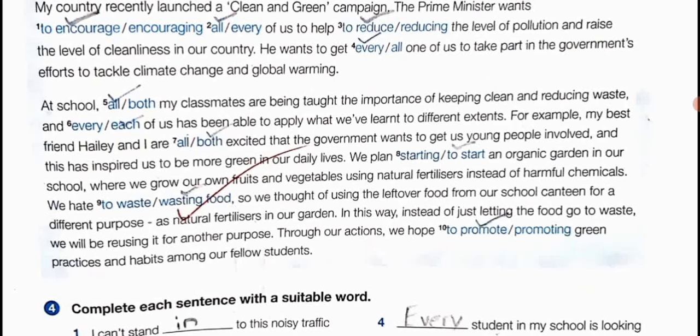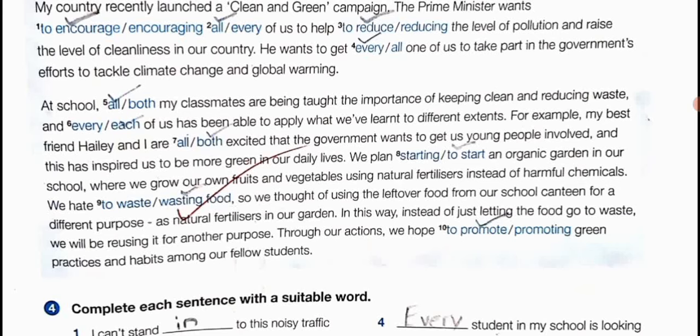We hate wasting food, so we are thinking of using the leftover food from our school canteen for different purposes, as natural fertilizers in our garden. In this way, instead of just letting the food go to waste, we will be reusing it for another purpose. Through our actions, we hope to promote green practices and habits among our fellow students.